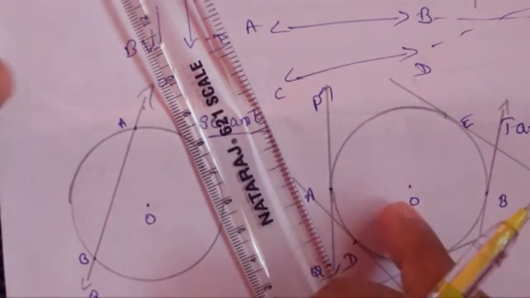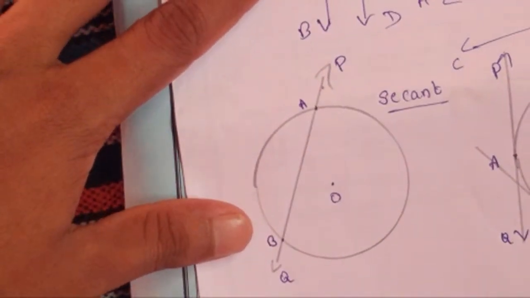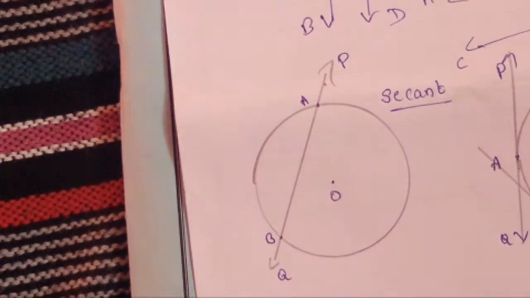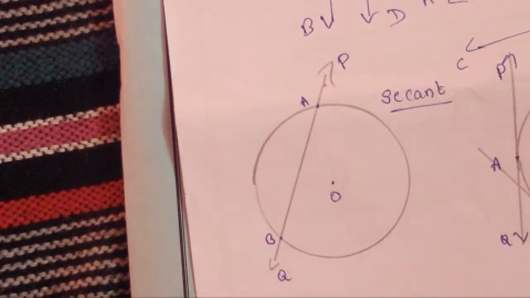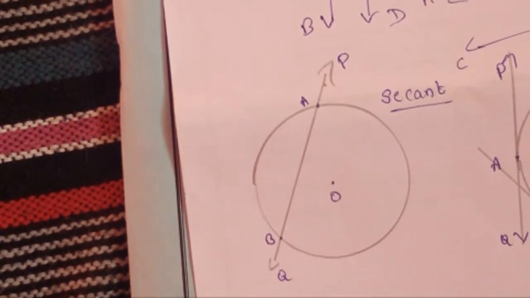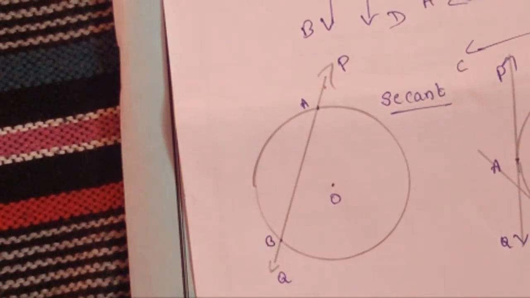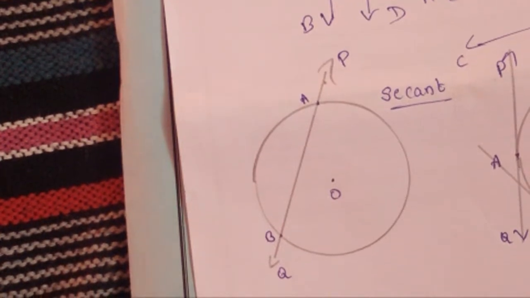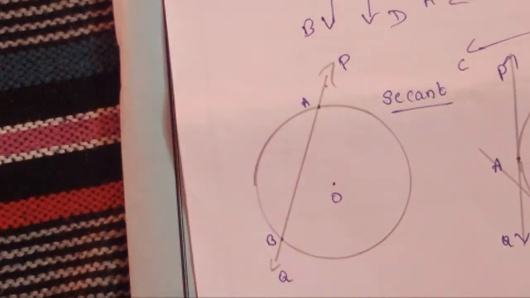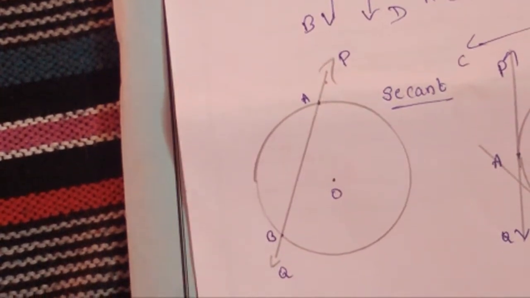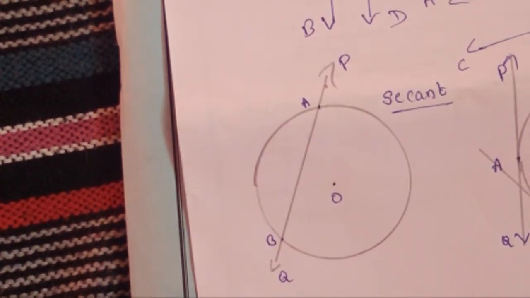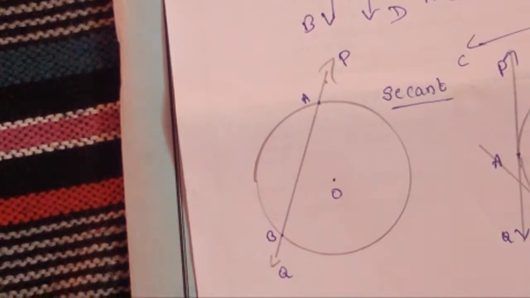So now we'll come to the secant. A secant means a line which passes through the circle at two distinct points. So now tell me how many secants we can draw to a circle. Comment first. How many secants? Is it 1? Only one is possible? Infinite. Apart from infinite, any other answers?